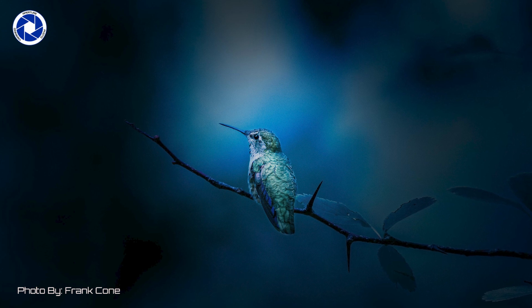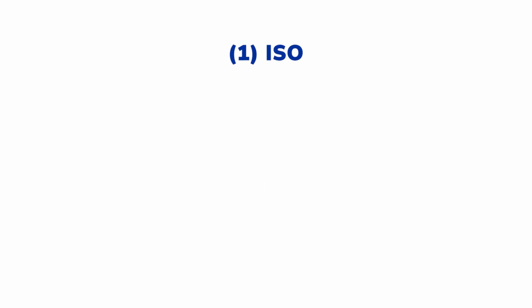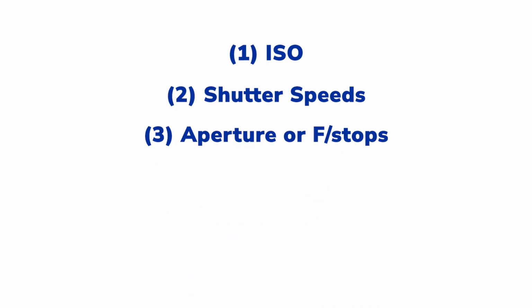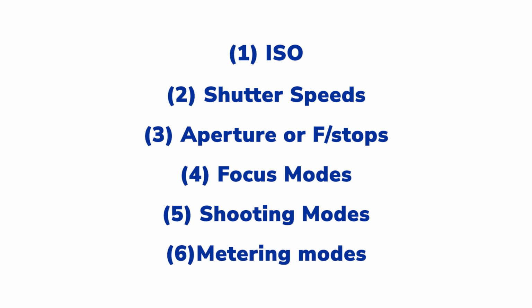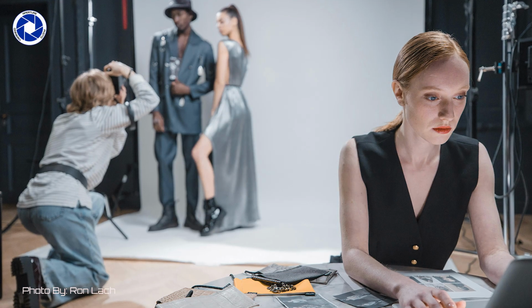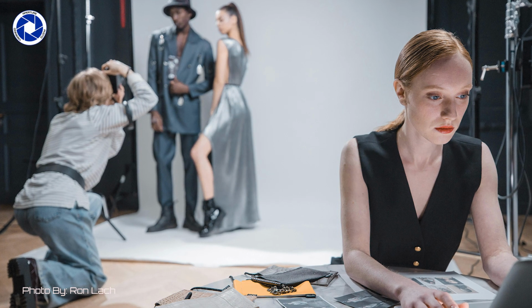With the conclusion of this lesson, we've covered all 6 core camera controls: ISO, shutter speeds, aperture or f-stops, focus modes, shooting modes, and metering modes. As stated in parts 1, 2, and 3, mastering all 6 basic camera controls will open the door to you becoming a truly creative photographer.